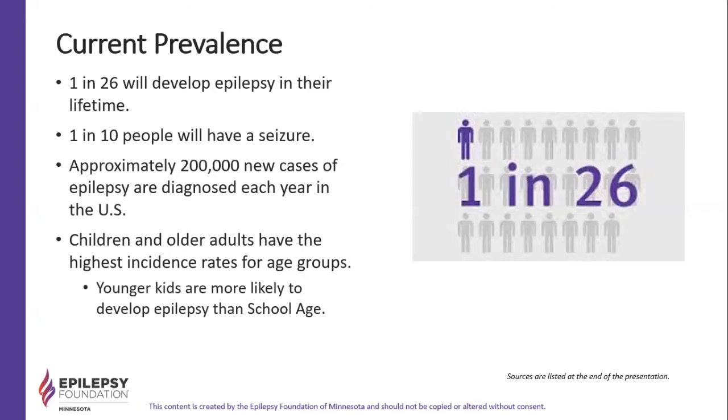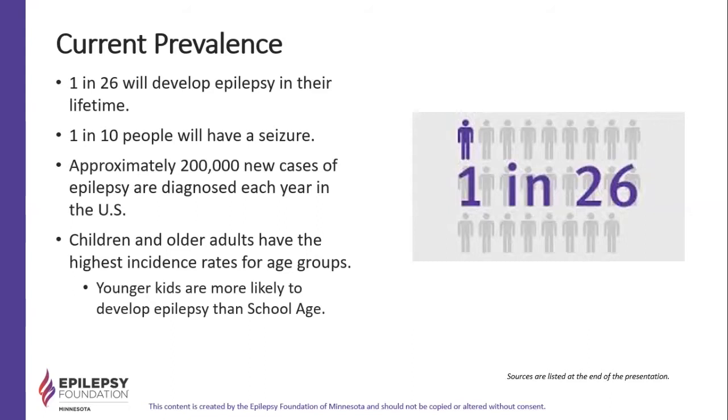So if you think about your childcare center, your daycare setting, how many children you care for, maybe in a room, or maybe in your own home daycare, we know that 1 in 10 will have a seizure, and we know that 1 in 26 will have epilepsy. So that's super common. When you look at it as far as newly diagnosed, every year, there are 200,000 cases in the United States. And we know that the two highest incidence rates occur in children and older adults. Really it's about brain development and brain deterioration for those two age groups. All age groups have occurrence, but children and older adults have the highest incidence.